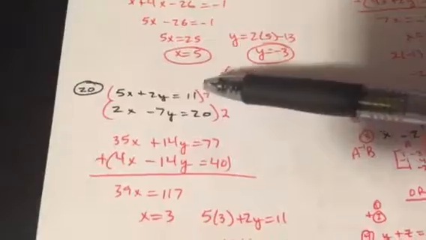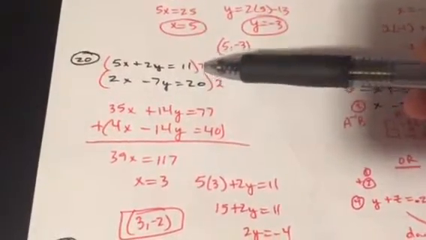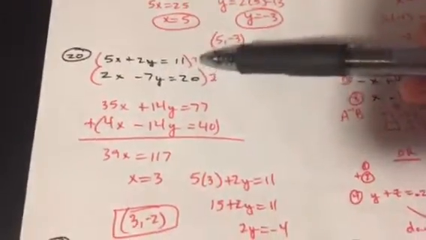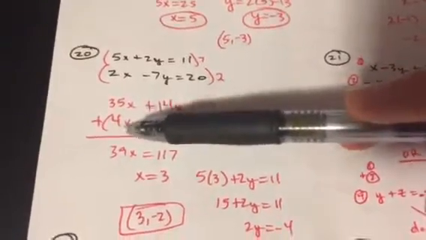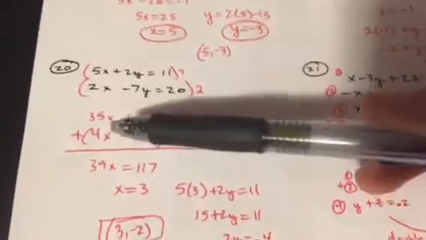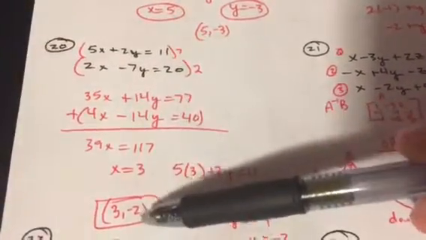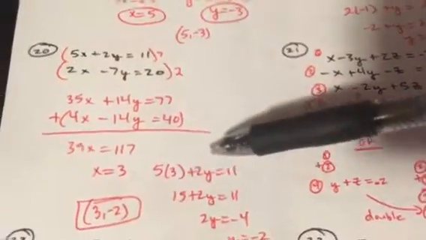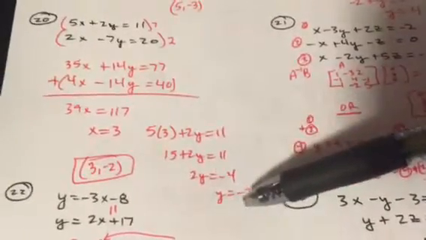On 19 here, you can get rid of the y's relatively easily. They're opposite signs, so multiply the top equation by 7 and the bottom equation by that 2 right there. So you have opposite y's, so you're going to add again. To get rid of opposite signs you add. You get 39x is 77 plus 41, 117. X is 3. Plug 3 in, maybe the first equation. You get 5 times 3 plus 2y is 11. You're going to get y is -2.